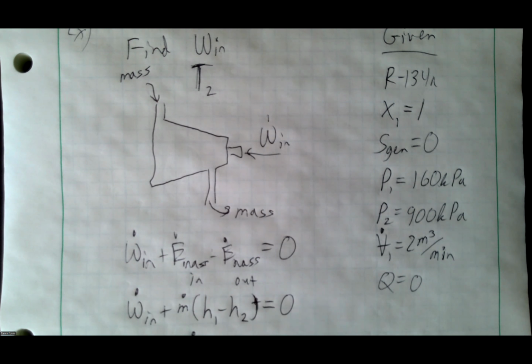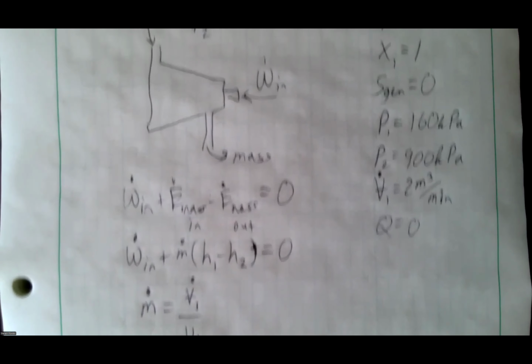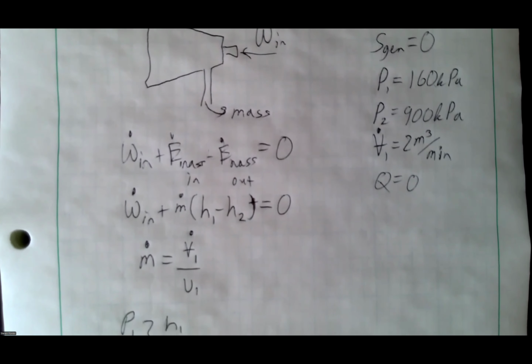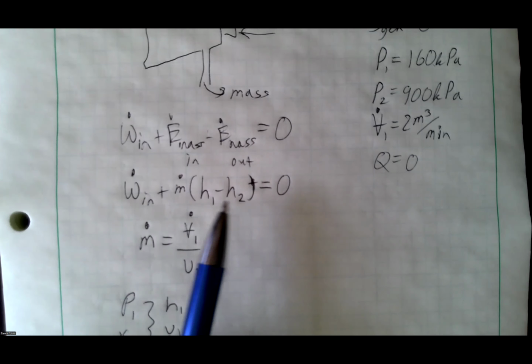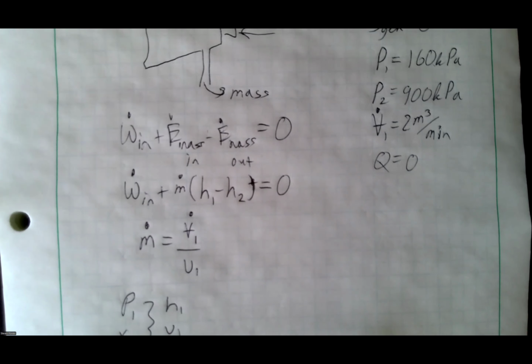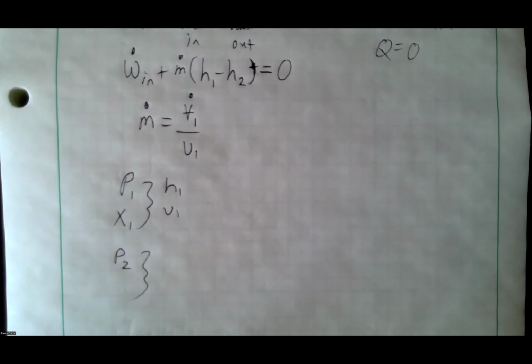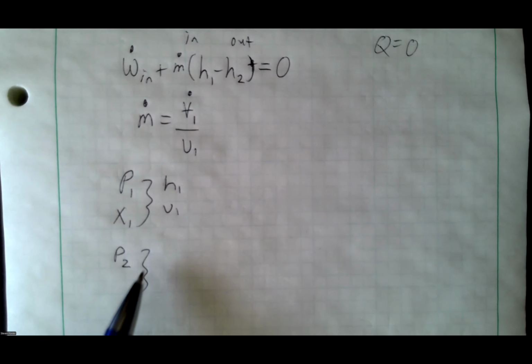If I knew the temperature, I could verify whether it's saturated or superheated, but I don't know the temperature. I don't have specific volume. I need H2 is what I'm after, so I can't solve for H2 because I also need to solve for this. So is there anything else that would allow us to figure out a property at state 2 so I can get H2?